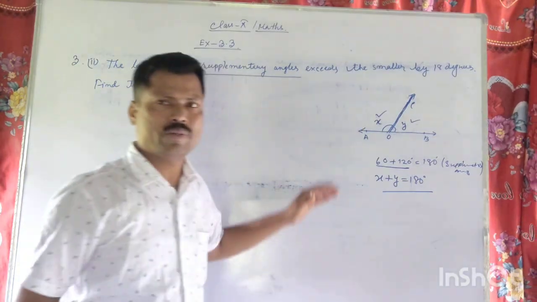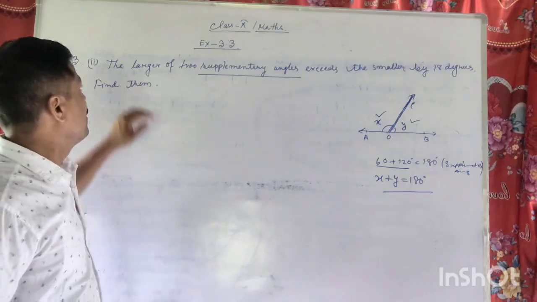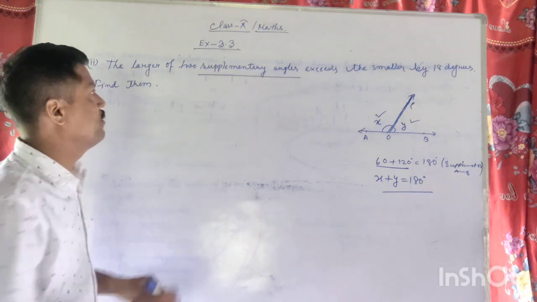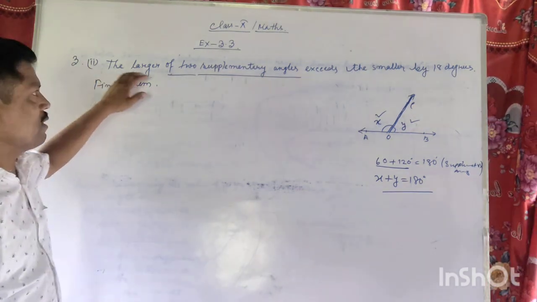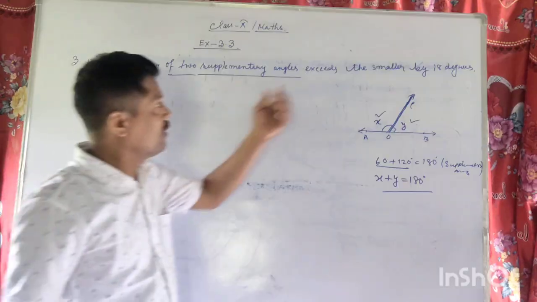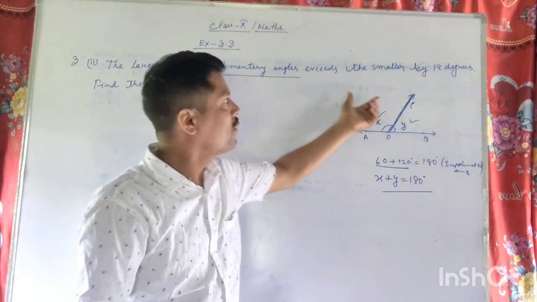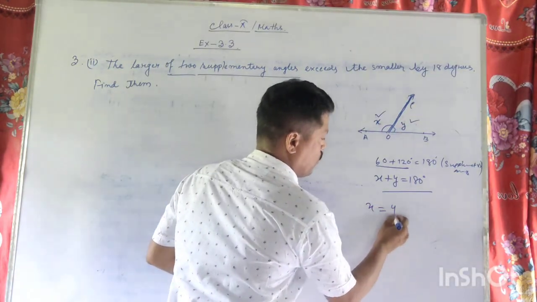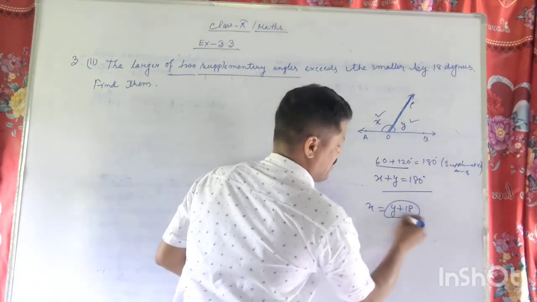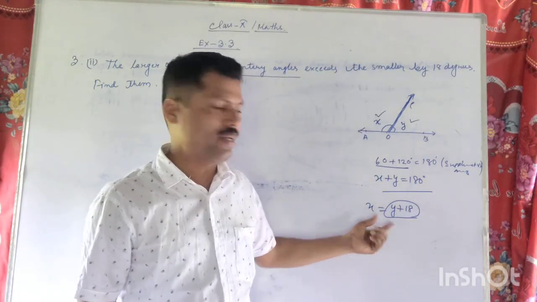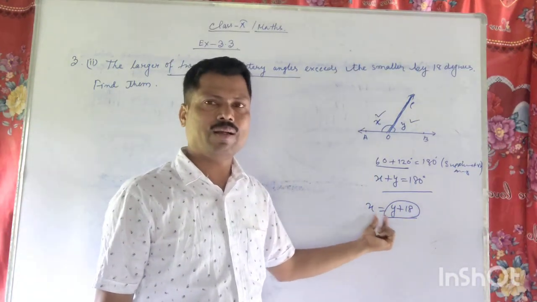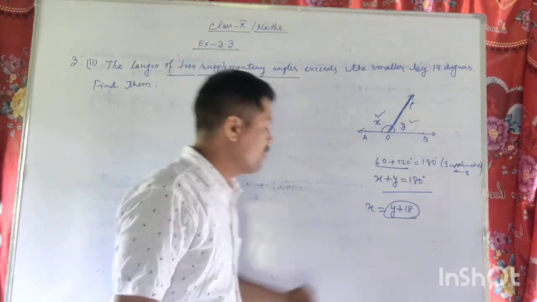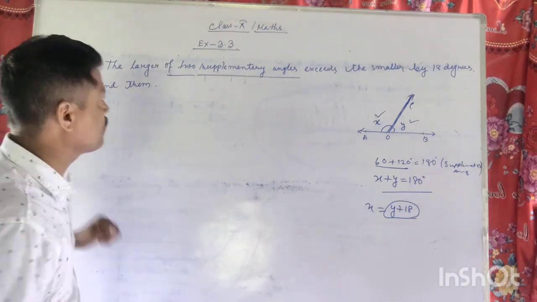Then we will get one equation here, and another equation from the condition that the larger of two supplementary angles exceeds the smaller by 18 degrees. That means X is equal to Y plus 18. So here we can write, the larger angle is equal to the smaller angle plus 18 degrees. So this one we have to write in the equation. Solution.